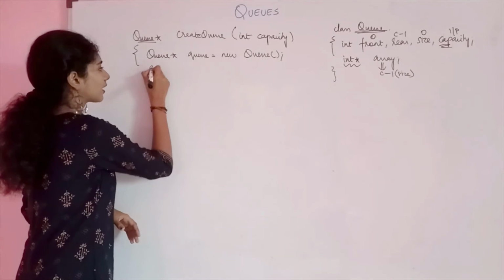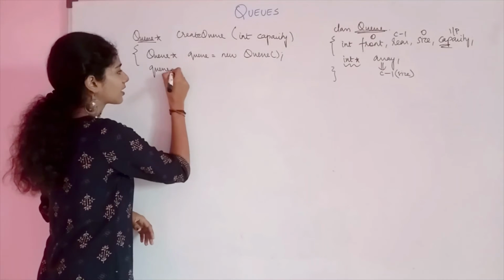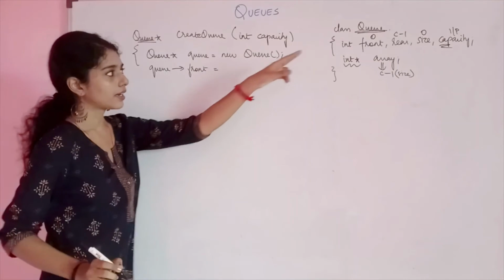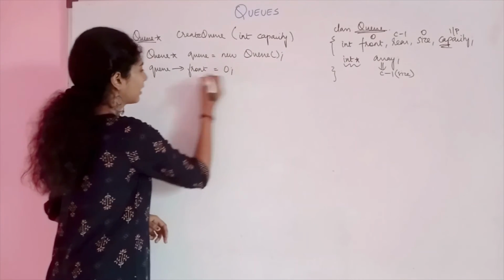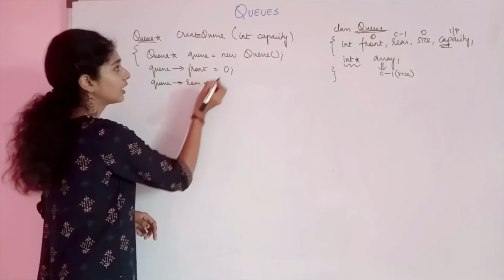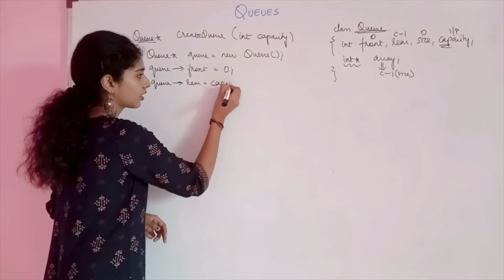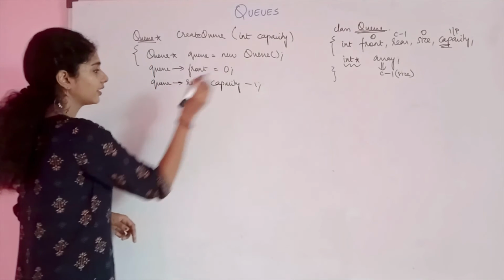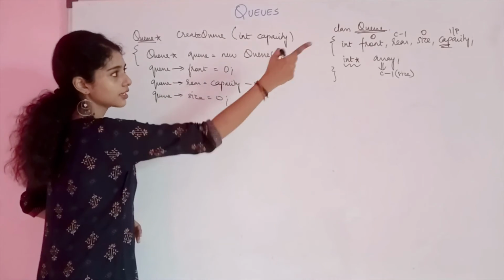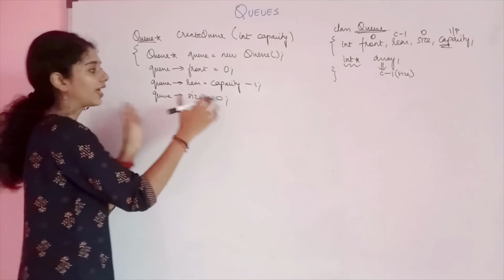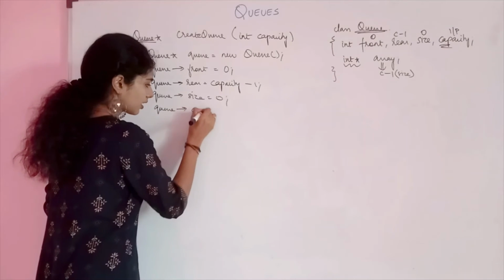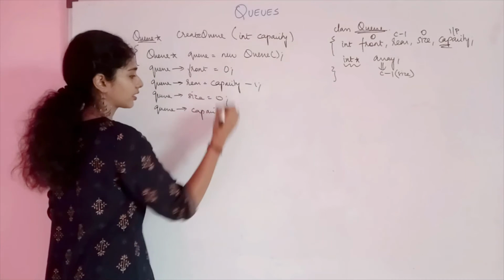Alright, so right now I'll be referring to all of these variables of the class using the arrow operator. So it's going to be q->front is equal to what? The initial value must be 0. Alright, and then q->rear must be equal to the capacity minus 1. Alright, and then q->size must be equal to 0, because initially there is no element present in the queue. Alright, and then q->capacity must hold the same value that is given as input, equal to this capacity.